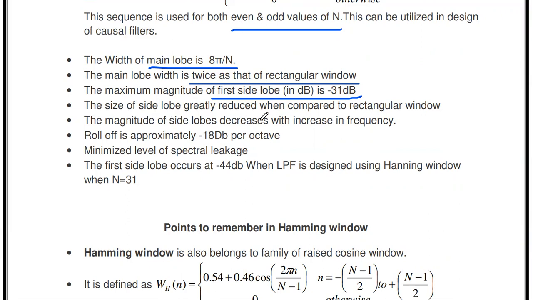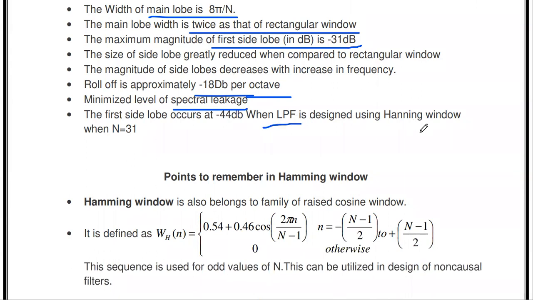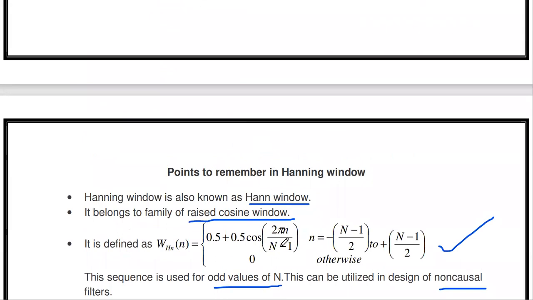Then the size of the side lobe is greatly reduced when compared to the rectangular window. Okay, then the roll-off rate is minus 18 dB per octave. And it has a minimized level of spectral leakage. Since the side lobes are greatly reduced in the Hanning window, the spectral leakage is minimum. And when we are designing a low pass filter using this Hanning window, we will get the first side lobe at minus 44 dB. Okay, so these are all the things about Hanning.